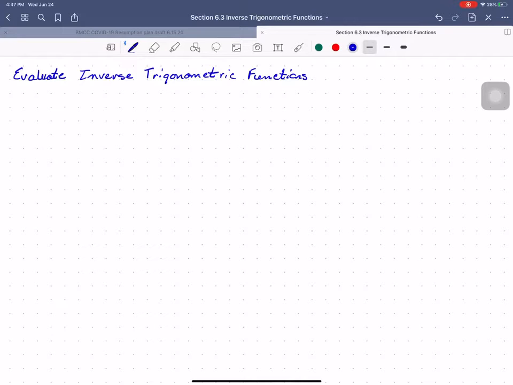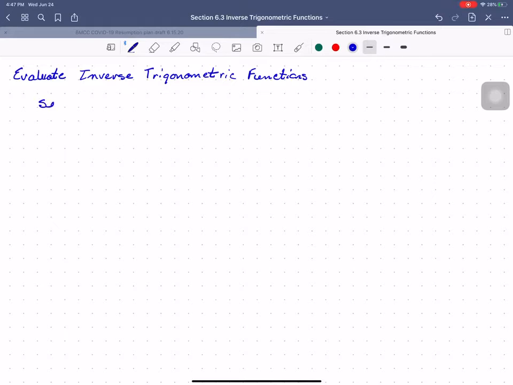Hi, welcome back. So we've talked about the inverse trigonometric functions and their domains and their ranges. We have talked about the fact that inverse trigonometric functions apply to ratios and give us back angles. So let's break that down.